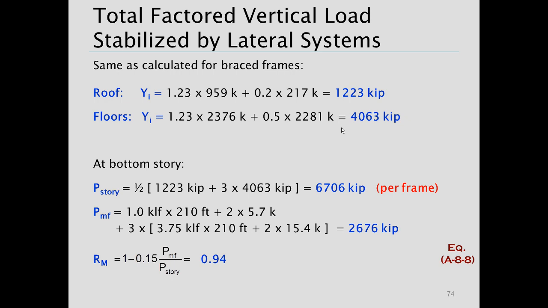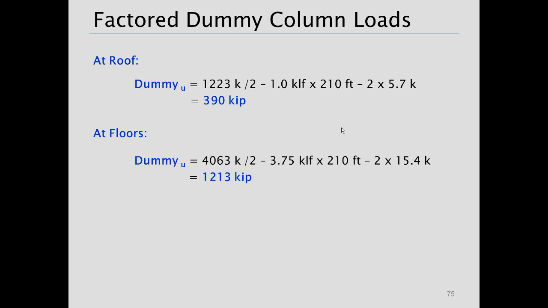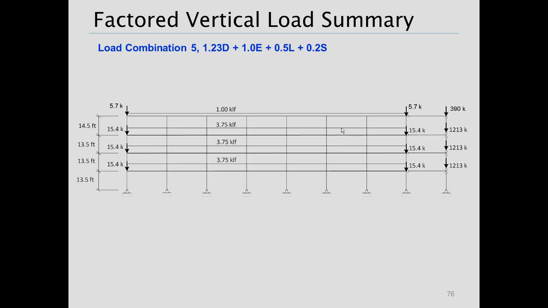And so we need this to get our R sub M factor that we talked about, 1 minus 0.15 PMF over P story. So we get 0.94, and this accounts for P small delta effects on our moment frames, basically on the side sway drift in our moment frames. All right, factored dummy column loads to get the overall destabilizing effects are 1223/2, same as before, but now minus 1 kip per linear foot times 210, minus our 2 times 5.7 at the roof, so 390. Dummy column load at the floor, similarly 1,213. So summarizing all that, we end up with the loads you see here on this particular slide.